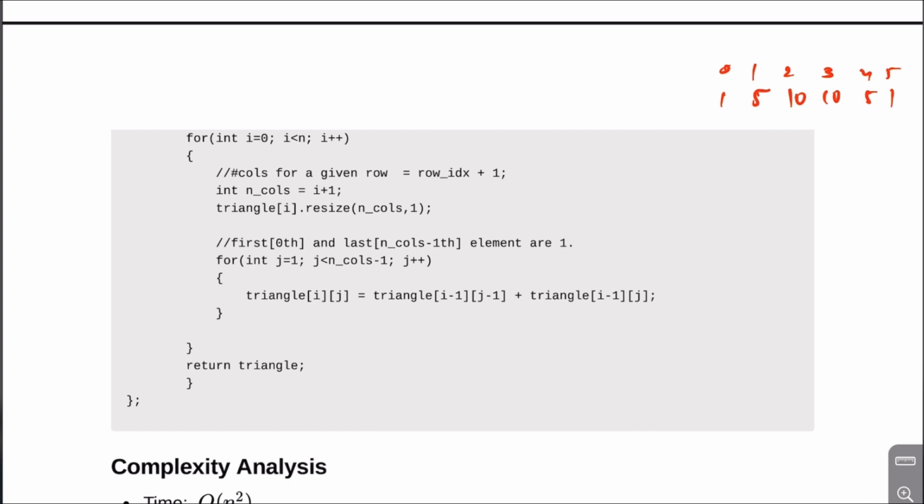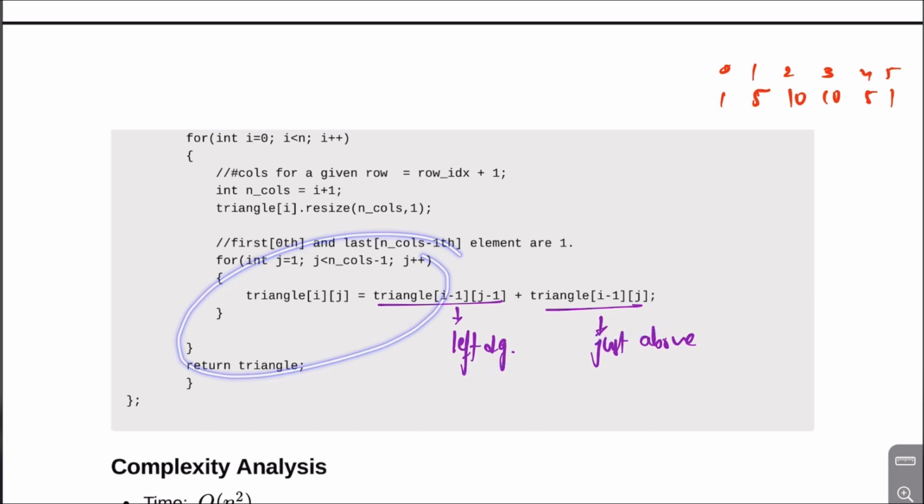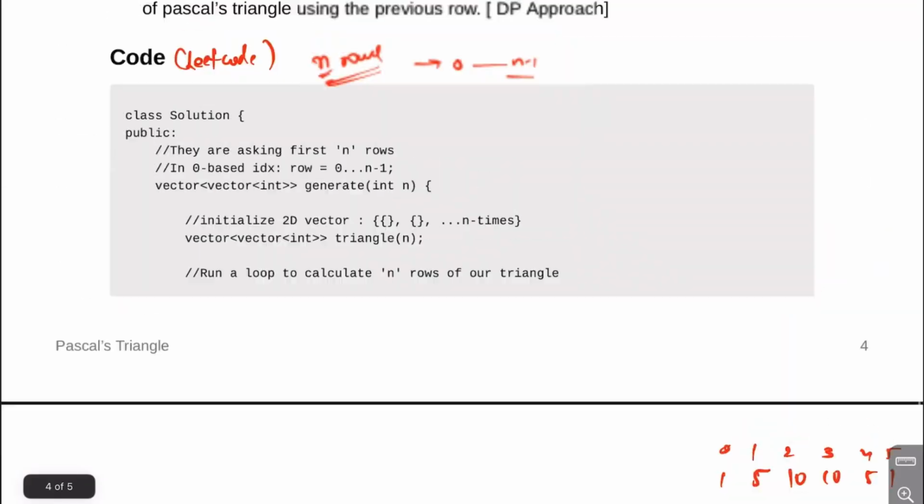And what is this? Basically, this is the left diagonal. This is the left diagonal. This is just above, right? So to calculate a particular entry, go to one row above, take that value, and the value of the top left diagonal. That's what this is. This is the left diagonal, and this is the just-above value. So this is how I can do it. I can go for every column and calculate it. So yeah, that's it then.